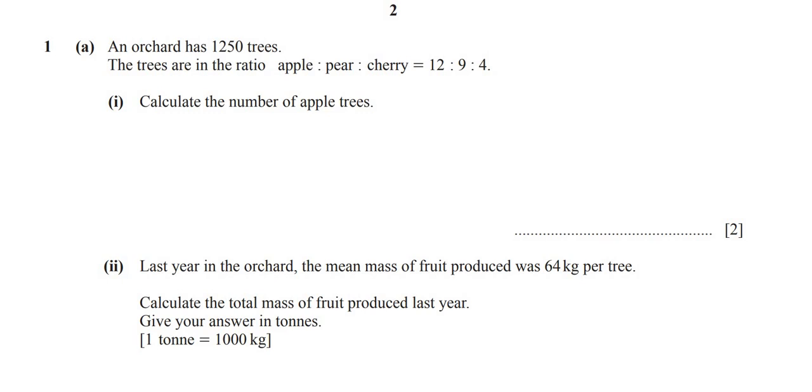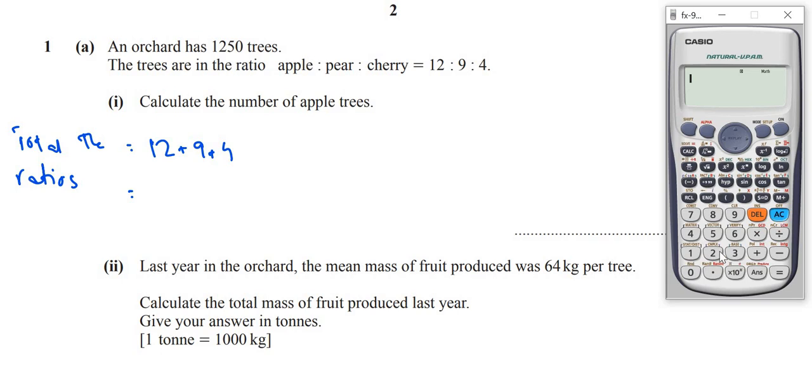So look, the first step is that you need to total up all the ratios. Total the ratios, guys. So let's add 12 plus 9 plus 4. We will get 25.